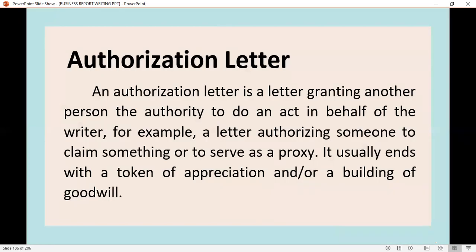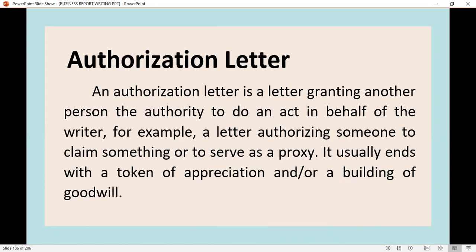So next, authorization letter. An authorization letter is a letter granting another person the authority to do an act in behalf of the writer. So you are giving the authority or the power to somebody to do an action for you. If you will not be able to do the action yourself. For example, a letter authorizing someone to claim something or to serve as a proxy. Proxy, di ba? Ibig sabihin ng proxy, pamalit.